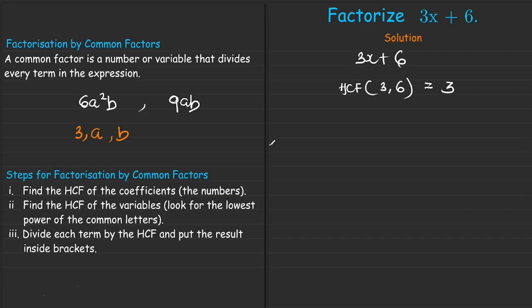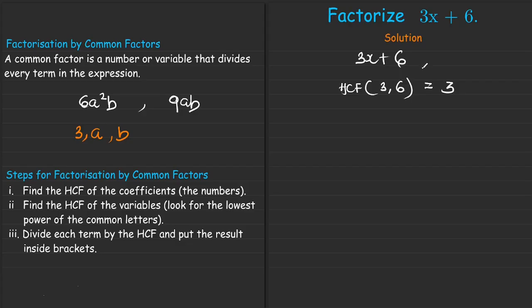Step 2 says we should then look for what? The highest common factor of the variables. And looking at what we have here, it is only this first term that has a variable. This has not got a variable. Hence, there is no need even doing step 2.